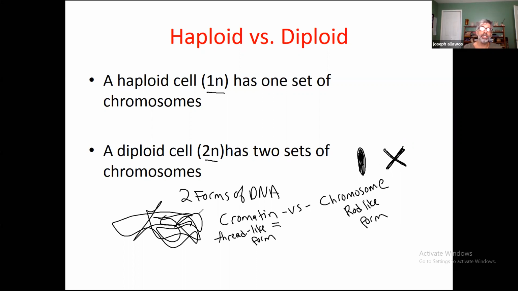You can't really see chromatin in the nucleus. It's very diffuse, but you can certainly see the chromosomes. Heck, you can even count them, right? And so humans have 46 total chromosomes, okay? So it's important to understand that there are these 2 different forms. And so when we're using the term chromosomes up here, you know what we're talking about. Okay. So there's that.